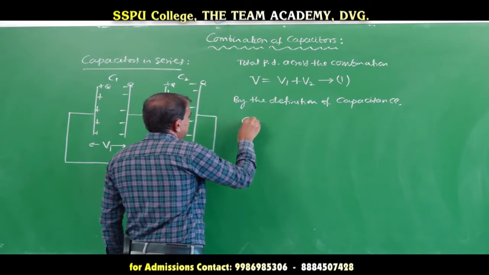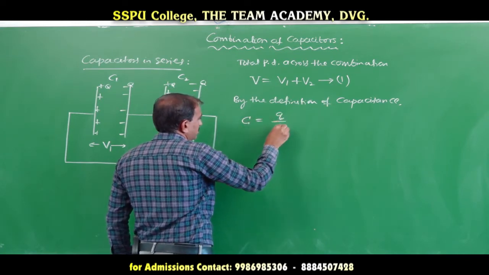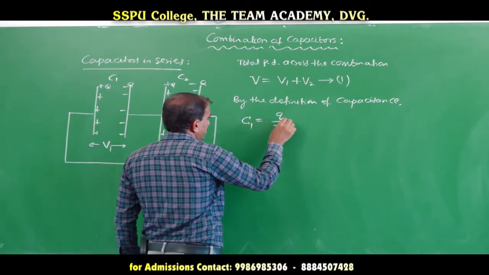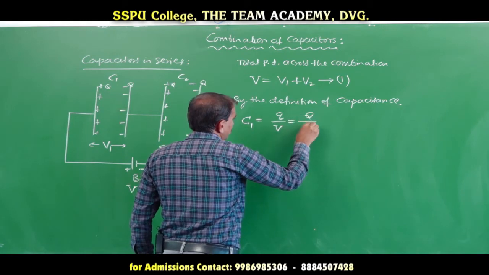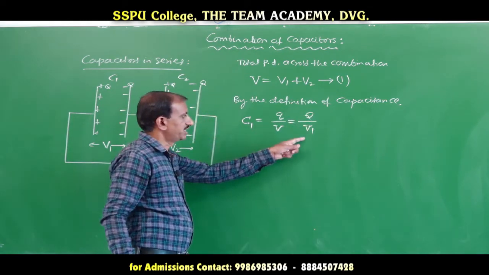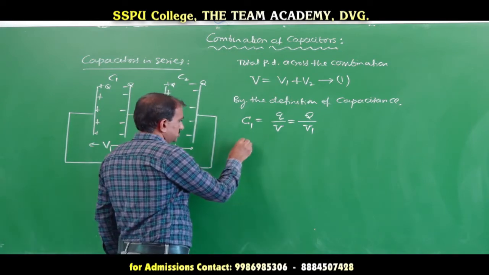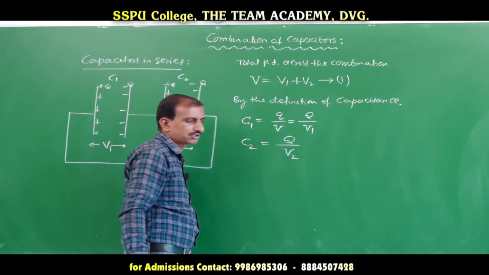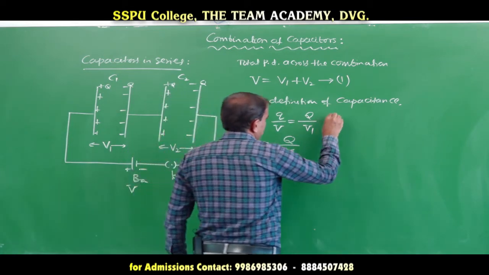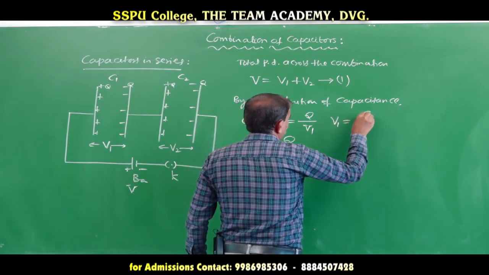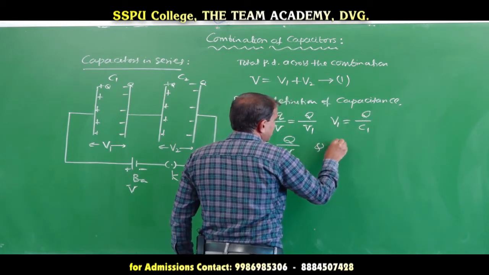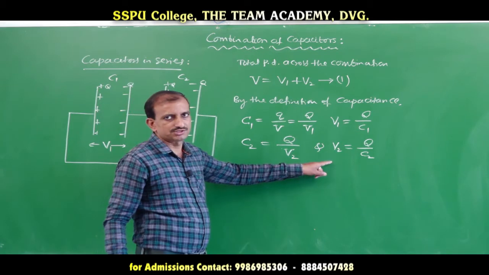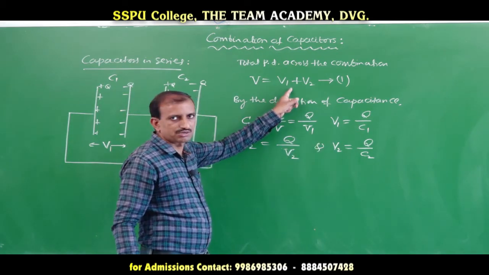capacitance, C is equal to Q by V. So C1 is equal to Q by V1, that is, charge by potential. Similarly, C2 is equal to Q by V2. Or V1 is equal to Q by C1 and V2 is equal to Q by C2. Now substitute these values of V1 and V2 in equation number 1.